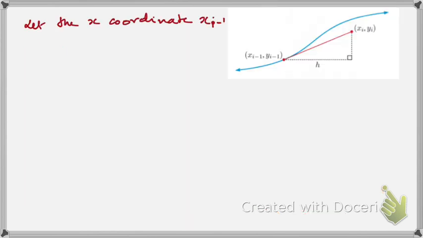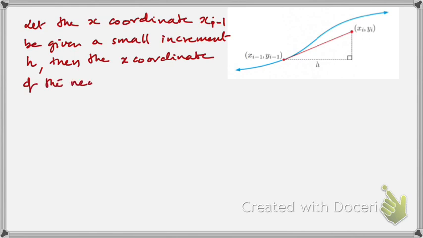The initial point, which is given to us, was our (x0, y0); we called it (x_{i-1}, y_{i-1}). Let the x coordinate x_{i-1} be given a small increment h. If I move 10 units to the right side, I will reach the given point 10, for which I need to find the corresponding y value. So I'm going to say that 10 is represented by h. Now, why did I say small increment? We'll come to that.